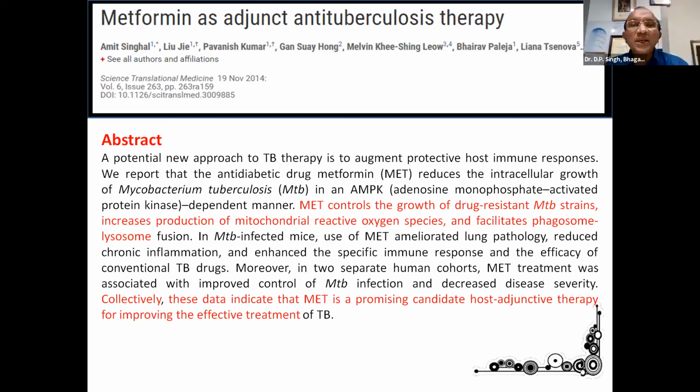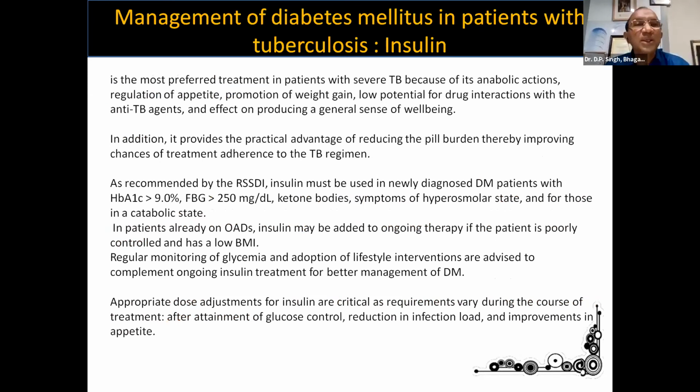The management of this combination of TB-DM with insulin is the most preferred treatment in patients with severe TB because of anabolic actions, regulation of appetite, promotion of weight gain, low potential for drug interaction with anti-TB agents, and effectiveness in producing a general sense of well-being. Plus, that will reduce the pill burden, and so that will enhance adherence to the TB regimen.